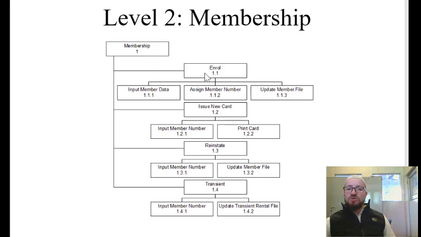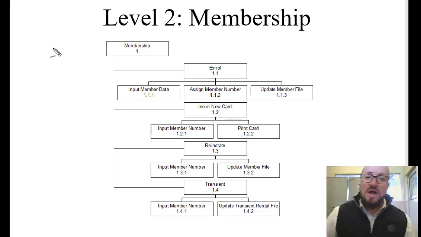This membership, we got to enroll. Enroll has these sub processes at 1.1, 1.2, and this is 1.1 enroll. And enroll itself now has sub processes. That is level 2, okay, where we got 1.1.1, that's the input membership data, 1.1.2, because I'm talking about enroll now. So I am going to level 2 now.